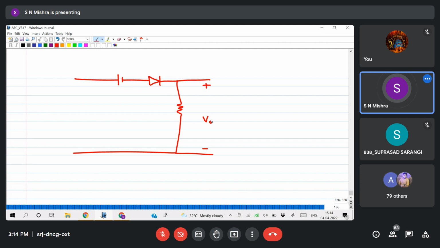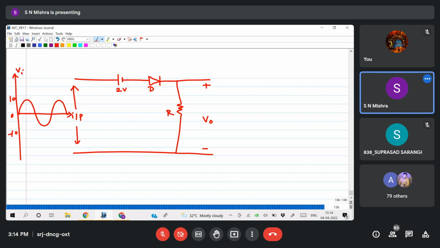Plus minus V naught, R D, 2 volt. Let us take an ideal diode. Input you take the same sine wave, 0 to 10, minus 10, Vi. यहाँ पे थोड़ा डिफिकल्टी हुआ था तो स्टूडेंट का, देखो कैसे करेंगे.